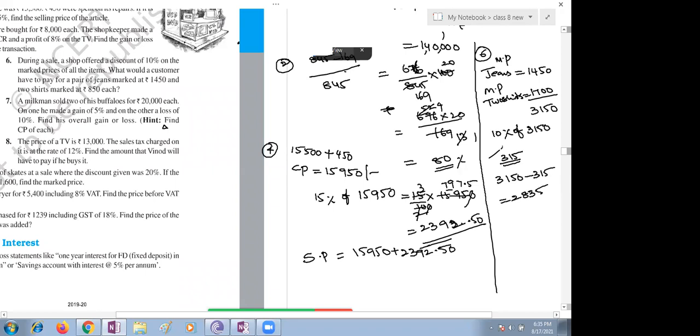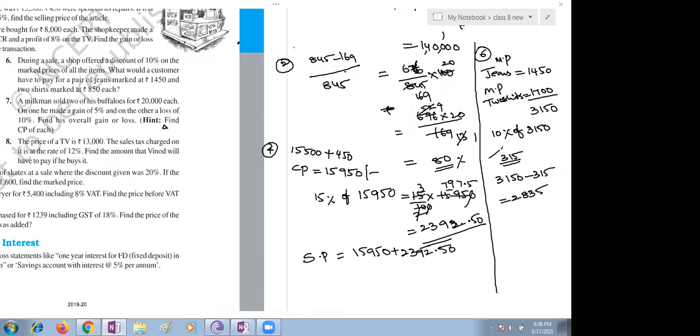This is the way you have to go step by step. Whatever discount is given, 10%. The market price of jeans is 1450. The market price of shirts is 1700. The total amount together is 3150. 10% of that is 315. To find how much he is supposed to pay, you exclude the offer: subtract 315 from your bill amount, 3150 minus 315, which is 2835.